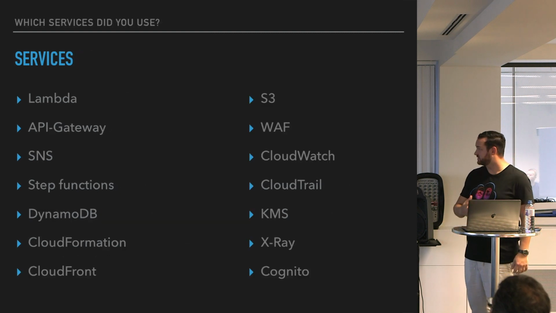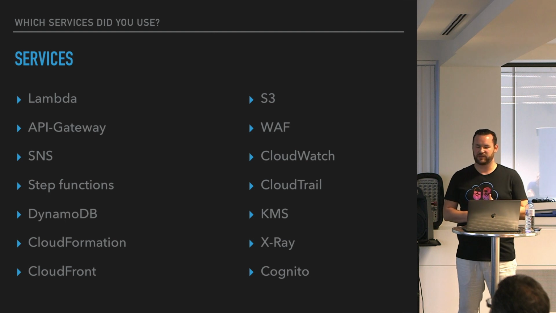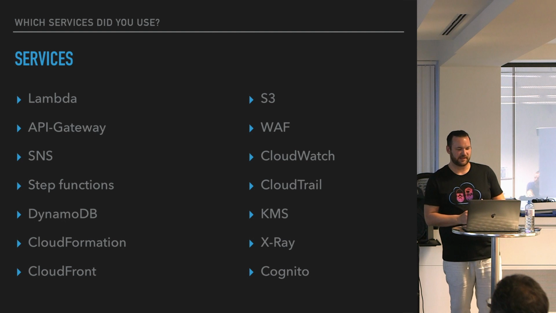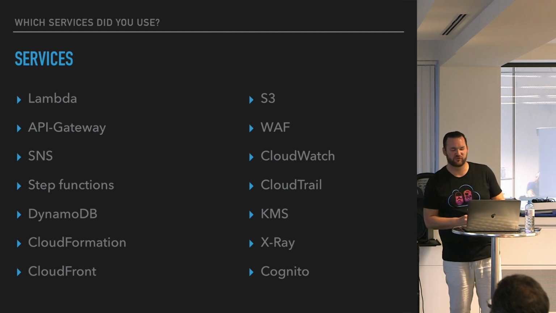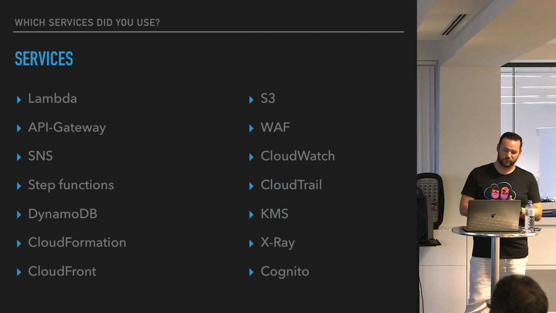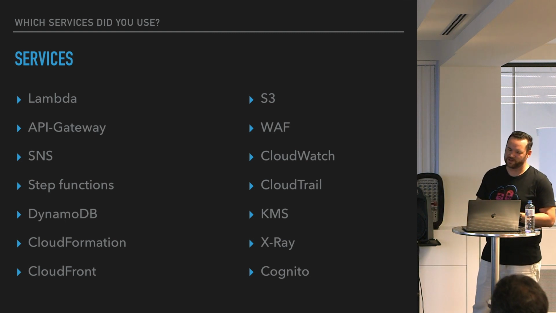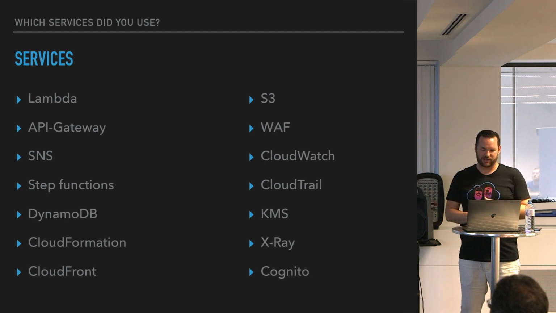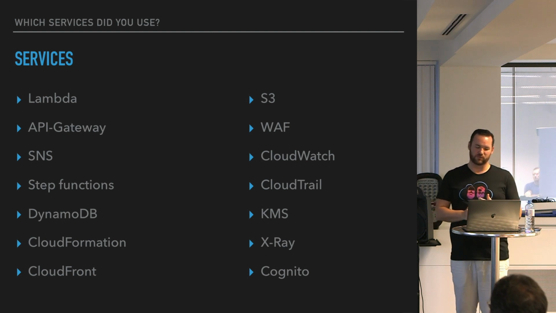So the services I used for this project are listed here. It's starting with Lambda, of course, if we talk about serverless and AWS. Then I used API Gateway, SNS, so Simple Notification Service. I used Step Functions, DynamoDB and CloudFormation. I used CloudFront, S3, Web Application Firewall, CloudWatch, CloudTrail, KMS, so Key Management Service, X-Ray and Cognito.